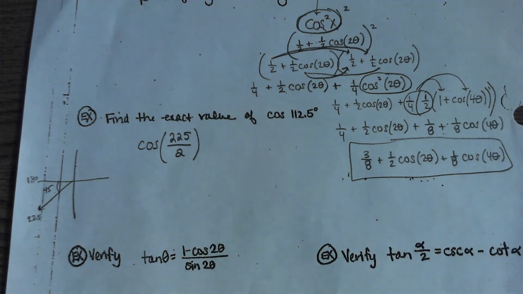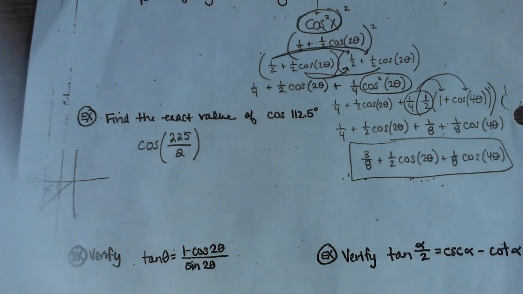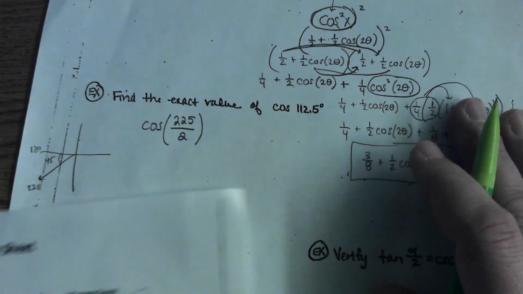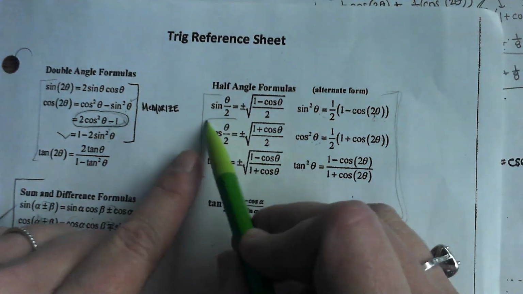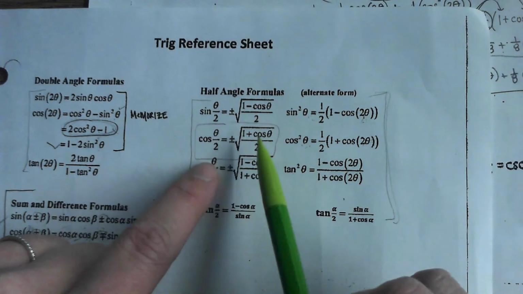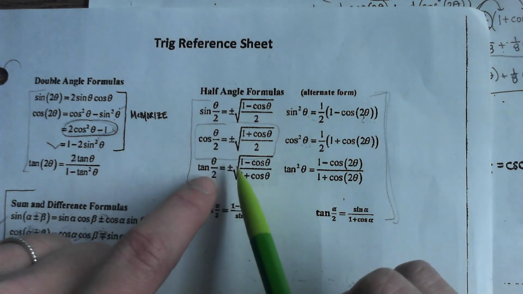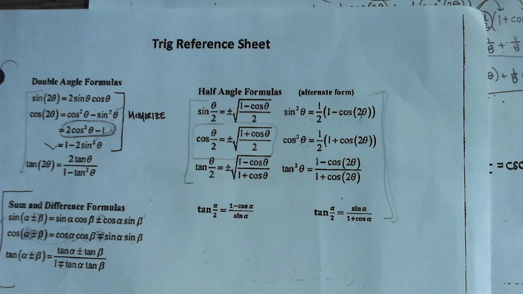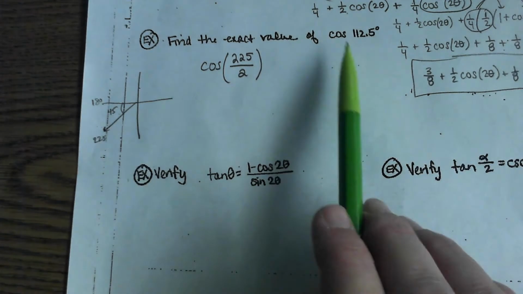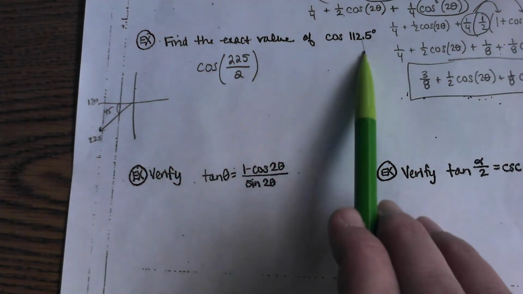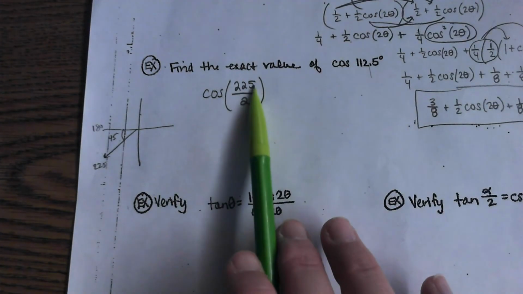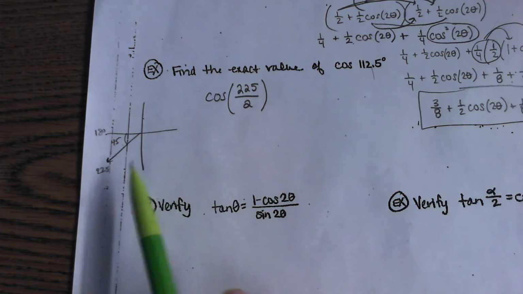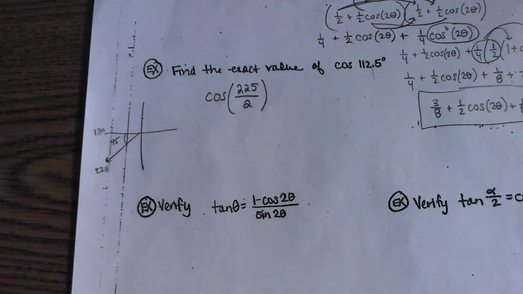So go to your reference sheet, find your half angle formulas right here. This is cosine. Okay? So all of your half angle formulas are preceded by a plus or minus sign. That's because you have to decide what quadrant this is in. At the end of the day here, we're finding the cosine of 112.5. So even though 225 is in the third quadrant, where's 112.5?